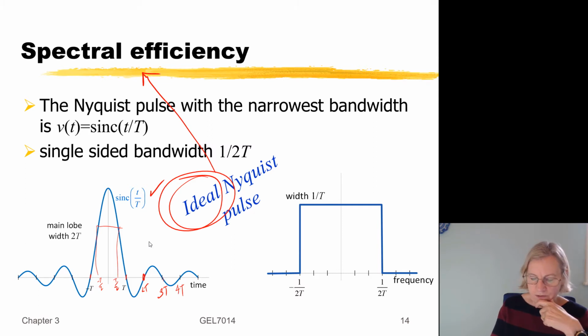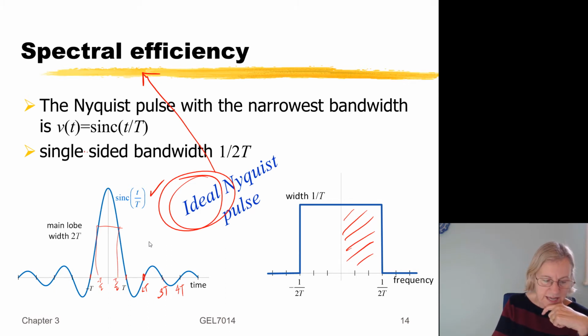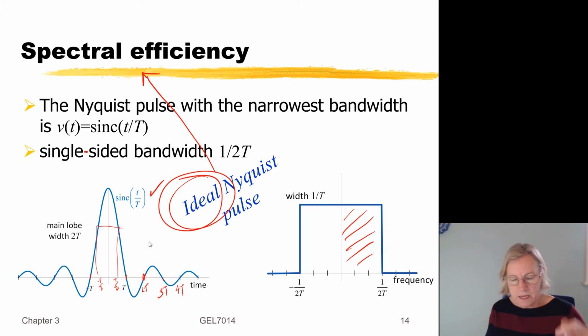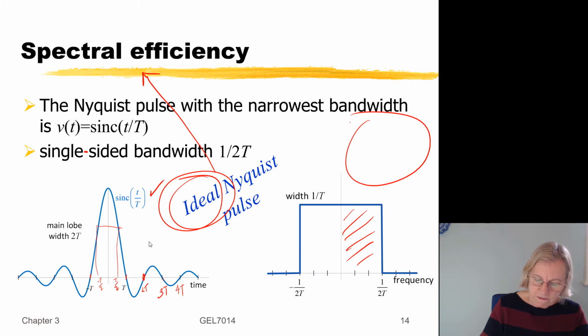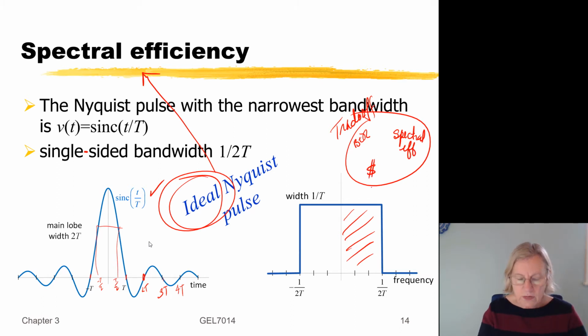And indeed, if we look at the baseband signal, these are positive frequencies, and negative frequencies don't exist in reality. So if we look at the single-sided bandwidth of this signal in baseband, the bandwidth would be 1 over 2T. So in the future, remember that I said that there was the famous trade-off, which was BER, spectral efficiency, and cost.